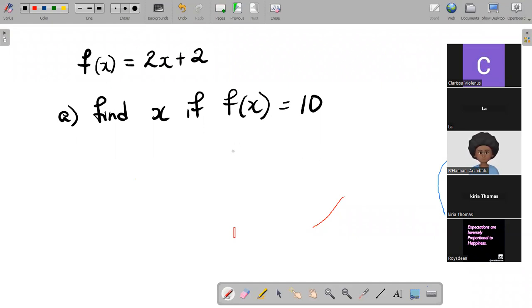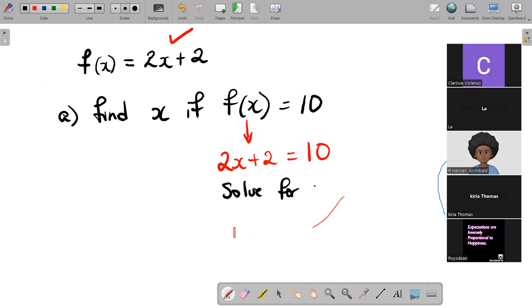They did not tell us to find f of 10. You realize that? They gave us the answer and they asked us to find x. You see the difference? So in a case like this, it is a solving question. You got to do the opposite. What does f of x stand for? Dane, tell us up here what f of x stands for. 2x plus 2. So you have to say 2x plus 2 is equal to 10.